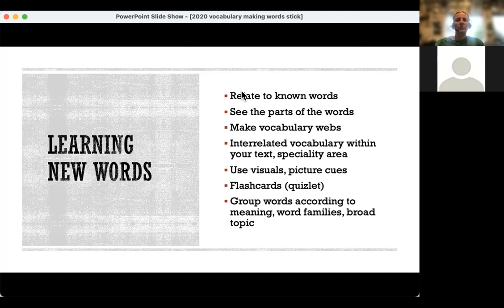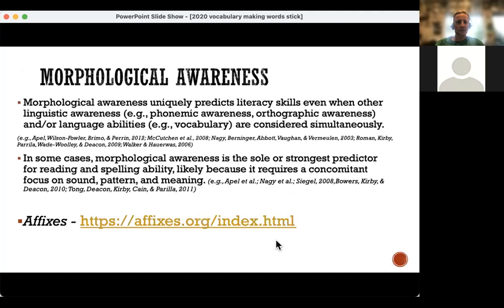So we're going to go over relating it to known words, seeing the parts in words, and making these kinds of vocabulary webs. So, kind of in general, how do you make words come alive in a visual format? And then, talking about visuals, picture cues, and I'm not sure if everyone is aware, but there is a really great program called Quizlet. So we're going to go over all of those different kinds of things today.